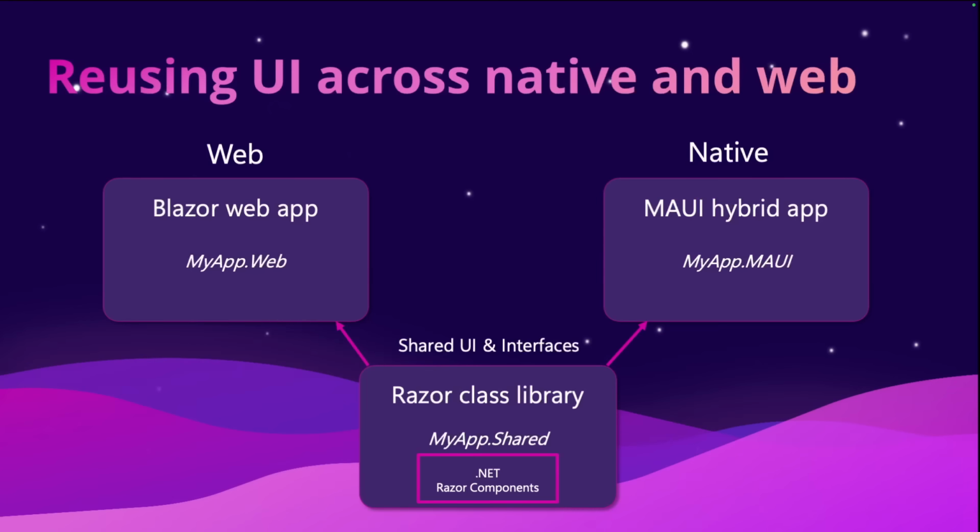Now, I talked a little bit about reusing UI across native and web, and that's one of the core features. For example, here, you ideally would have your web Blazor application and your native .NET MAUI application as well that's leveraging that Blazor Hybrid support. And in the middle is going to sit a Razor class library that is going to enable you to take shared Razor components across web and native, which is really cool.